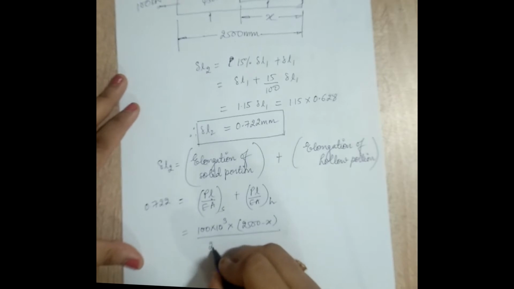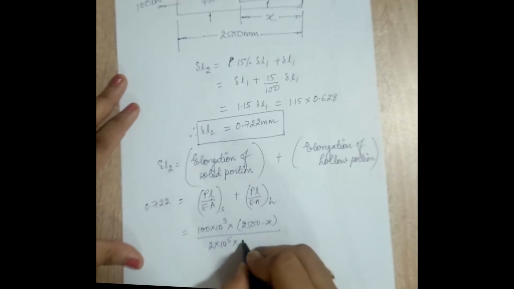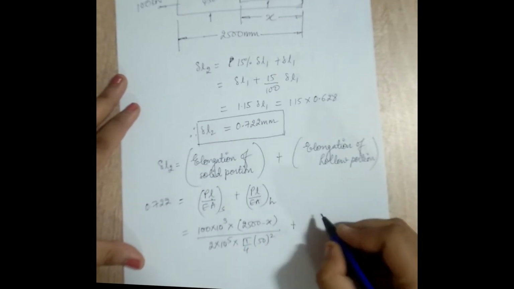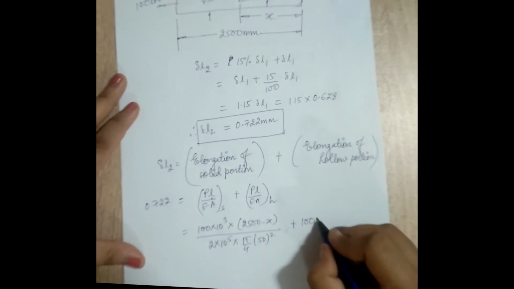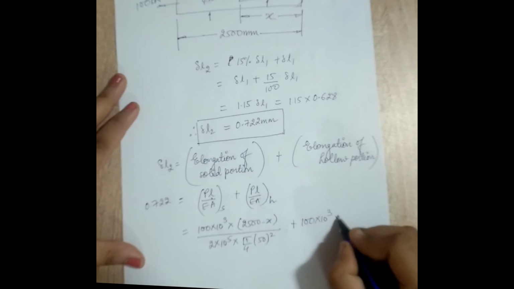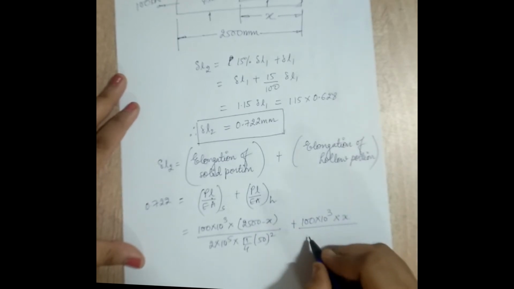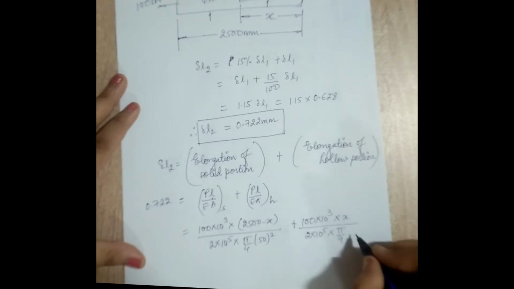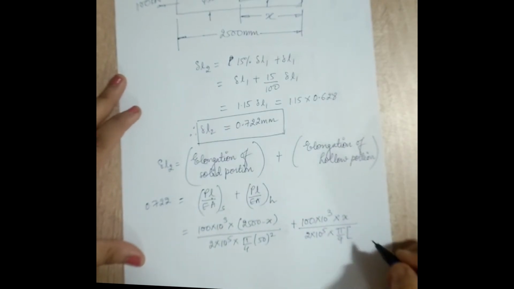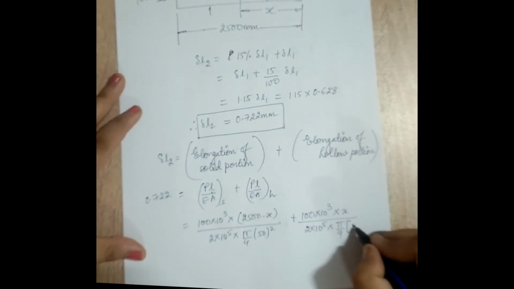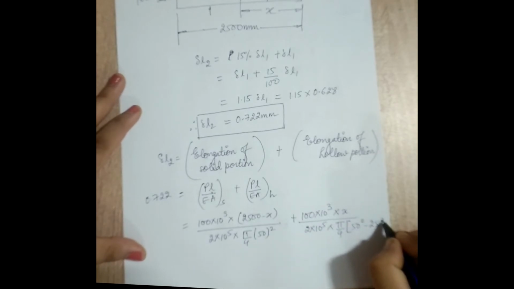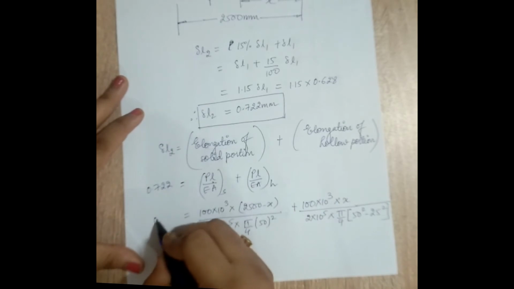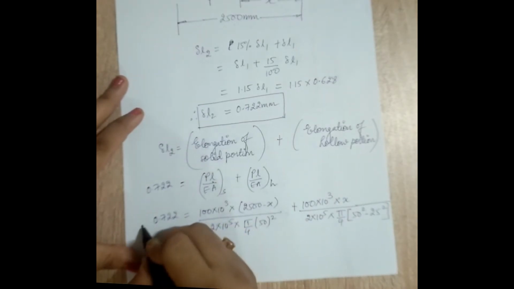divided by value of E is 2 into 10 raised to 5. Area will be pi by 4, 50 square, plus here the value of P is 100 into 10 raised to 3. Length is x divided by 2 into 10 raised to 5 into, for calculating area, it is pi by 4 outer diameter square minus inner diameter square. 0.722 obviously to the left.